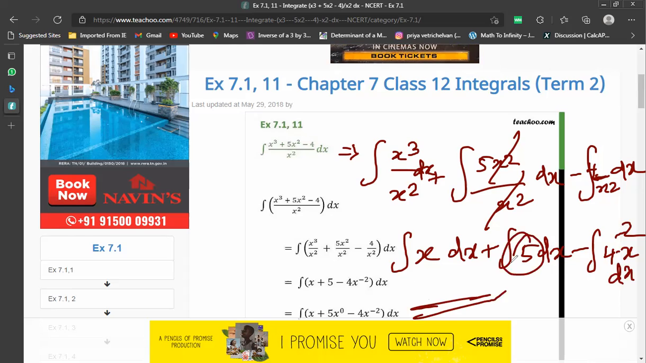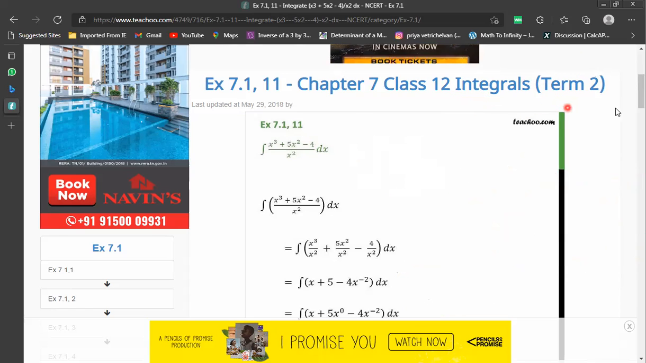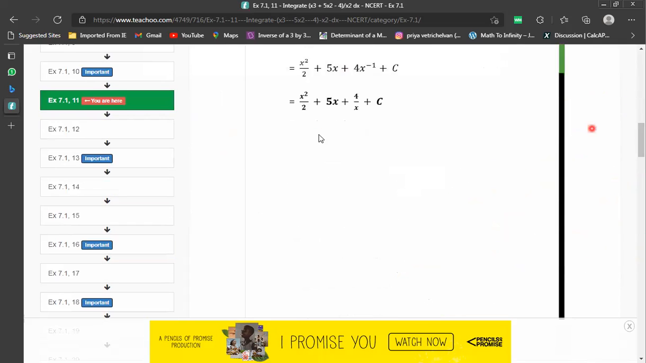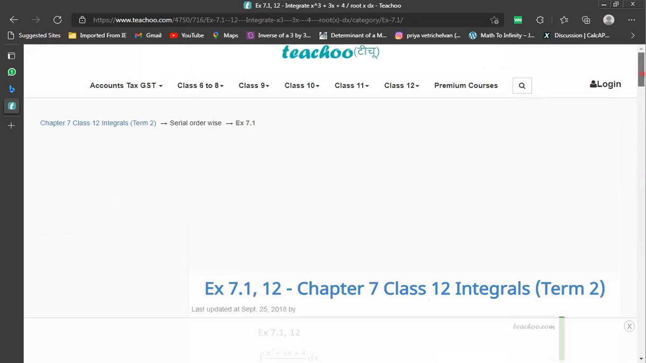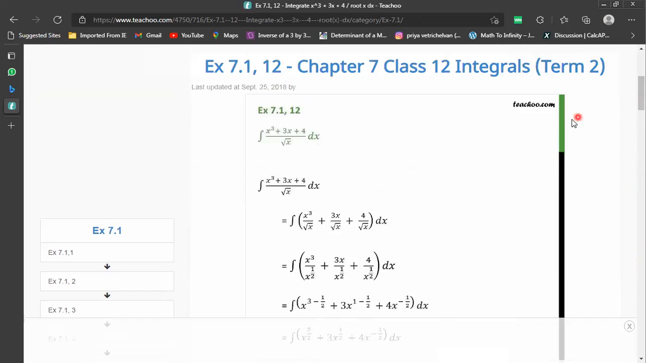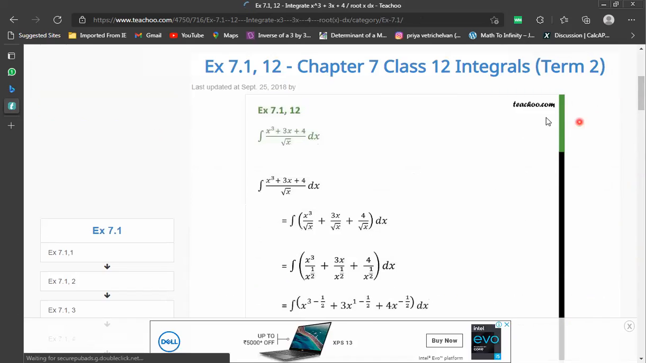So now you know how to solve this. 5 can be written as 5 into x power 0, and x can be integrated with the help of the power rule, which is x power n plus 1 upon n plus 1. Okay, you are aware of this. We'll move to the next question. Okay, this is also the same kind of question.